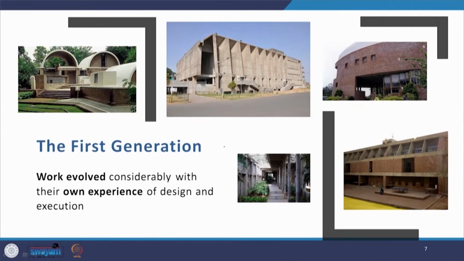So the first generation evolved considerably with time, and their own experience of design and execution led them to make buildings that turned out to be very different from the beginning. For example, this stadium designed by Doshi is a brutalist work in the early years, very strongly impacted by his mentor Le Corbusier.